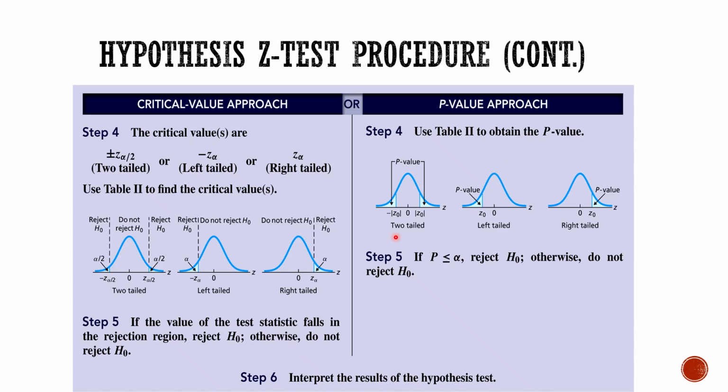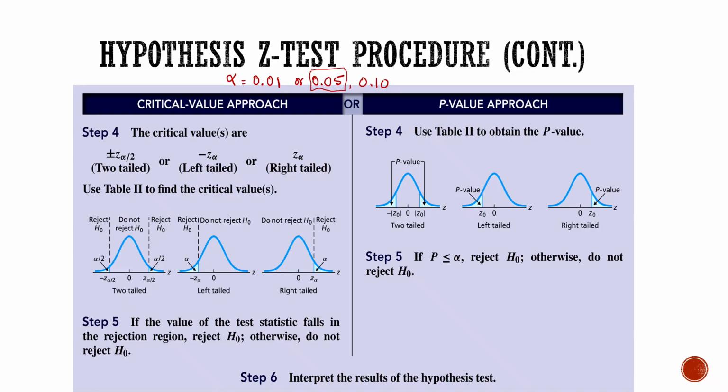All right. So in the critical value approach, we take the value of the significance level alpha, and alpha is typically going to be a value of either 0.01 or 0.05, or it could be 0.10 as well, but typically 0.05 is used as a significance level.